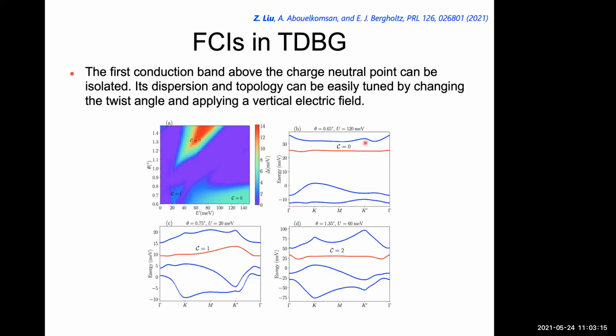Okay, good. Any other questions? Yeah, Pinaki, please. I have a few questions, some of them very naive. Start with, in twisted bilayer graphene, where does the Berry curvature come from?